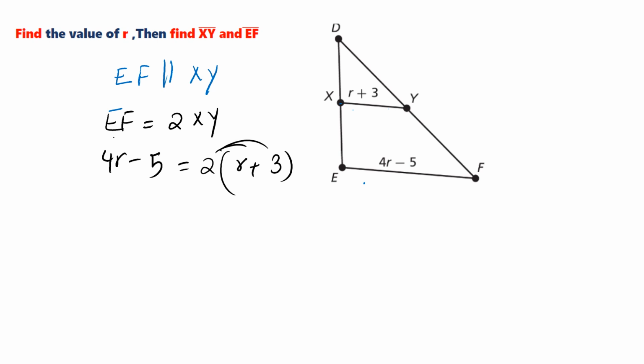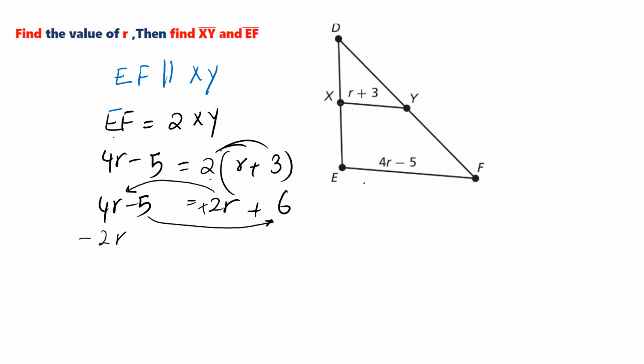Open the bracket on the right hand side. 2 times R is 2R and 2 times 3 is 6. And this side we just drag it down. Now bring all the variables on the left hand side and all the numbers on the right hand side. So 4R minus 2R. Before the 2R there is a plus sign, so when you bring it here, it becomes negative.